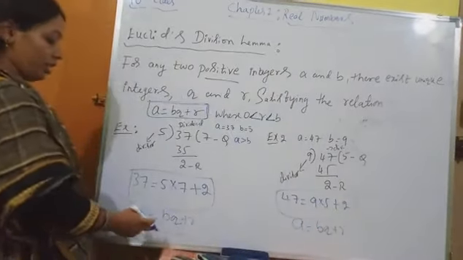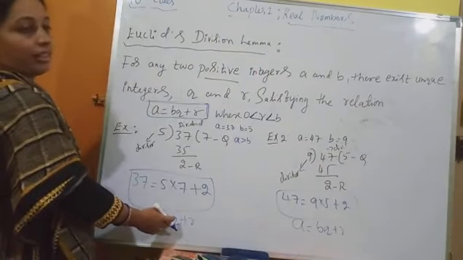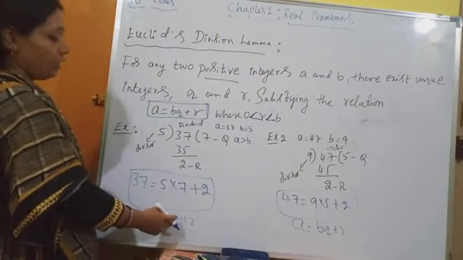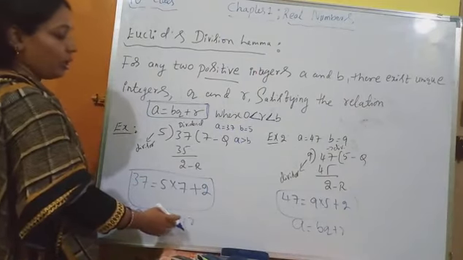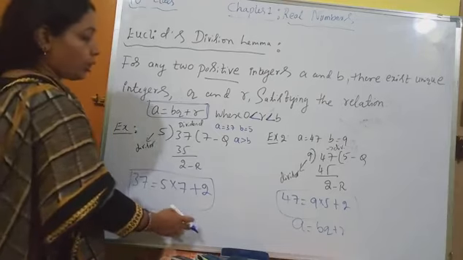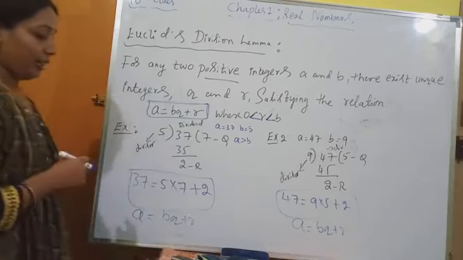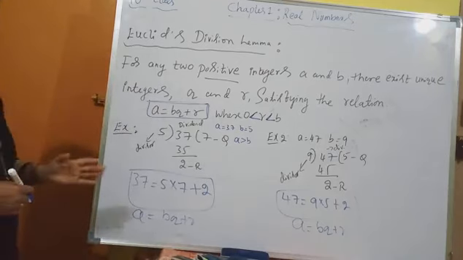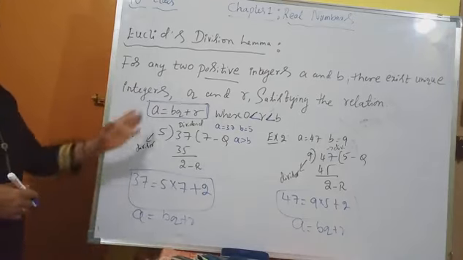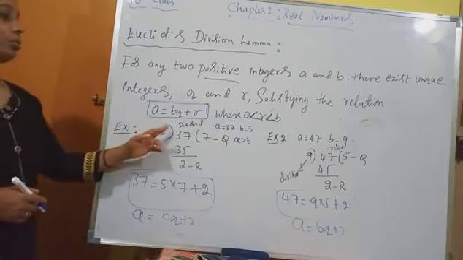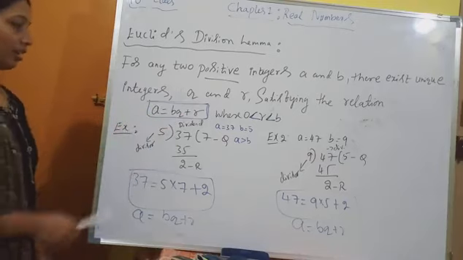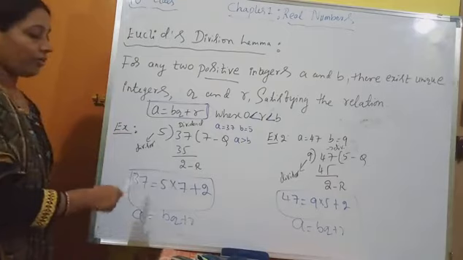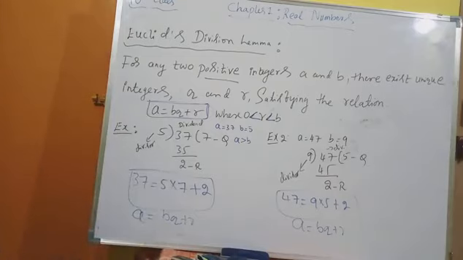You can keep this easily in your mind: q and r are unique integers. q is nothing but the quotient, and r is the remainder. So then we understood what Euclid's division lemma is. We should express it in the form a = bq + r.